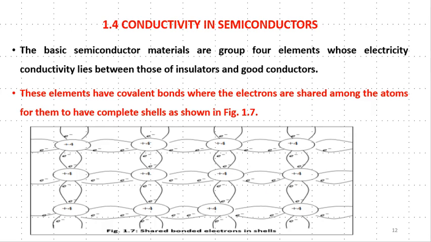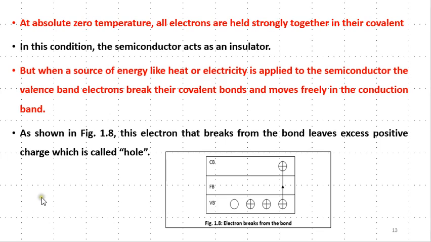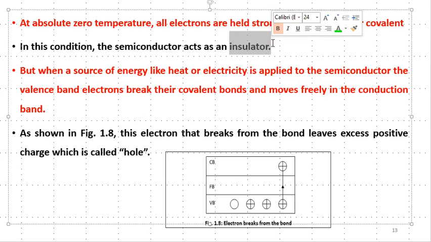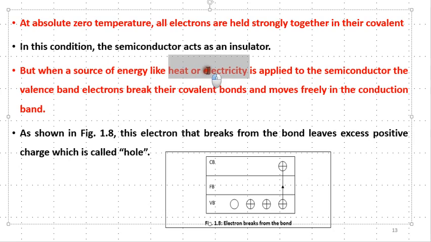So in this case, when it is at absolute zero temperature, there is no heat energy supplied to it. Therefore all the bonds are held strongly, and we don't have free charge carriers. And therefore, when there is no energy, our semiconductors behave as insulator material. But when you apply a source of energy, that energy can come from heat, it can come from electricity. It can give the valence electrons more energy for them to break their covalent bonds, and they are now free to move in a conduction band. And whenever this energy is given to them, they behave as conductors, because they have free charge carriers.